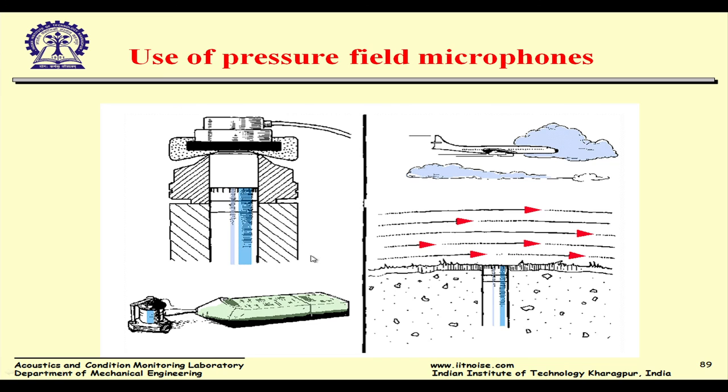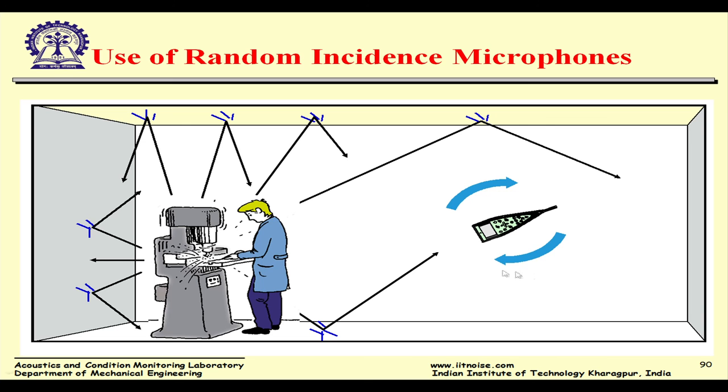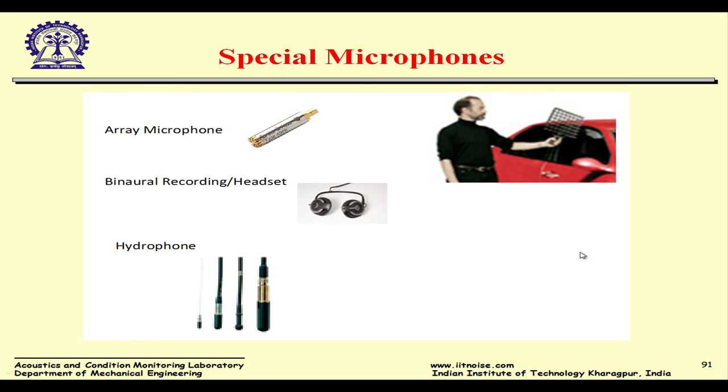But in enclosed spaces, in ducts, and for surface microphones, they're all pressure field microphones. Random incidence microphones can be used in a shop floor room. There are a few special microphones: array microphones, which you will hear about when Professor Bolton talks about acoustical holography. I'm sure he will tell us what these array microphones are doing. Then there are binaural headsets, and of course the hydrophones, and so on.